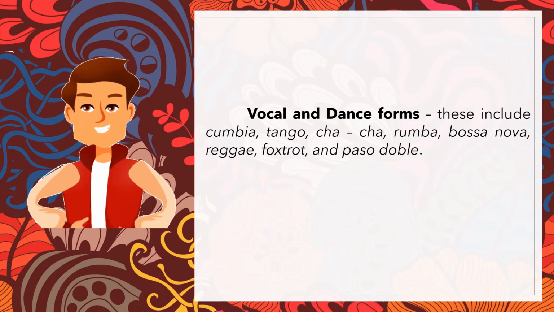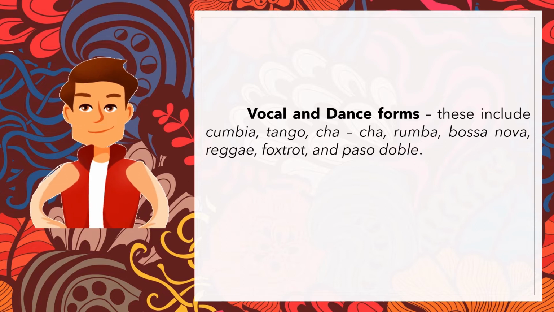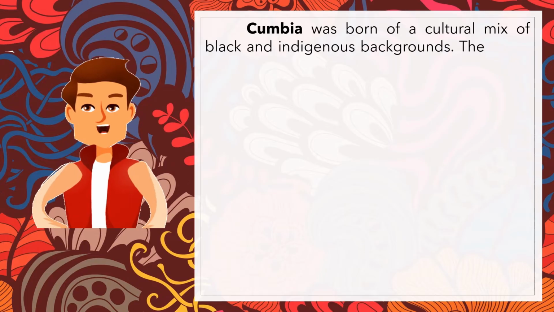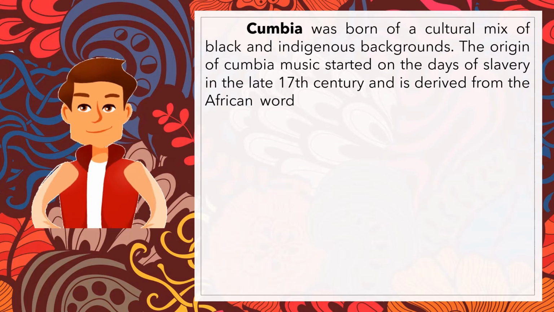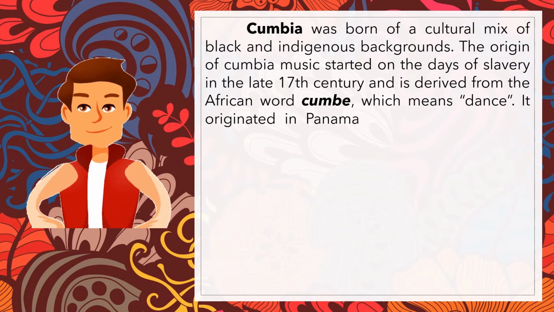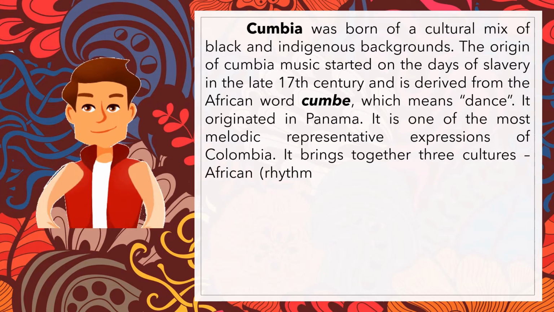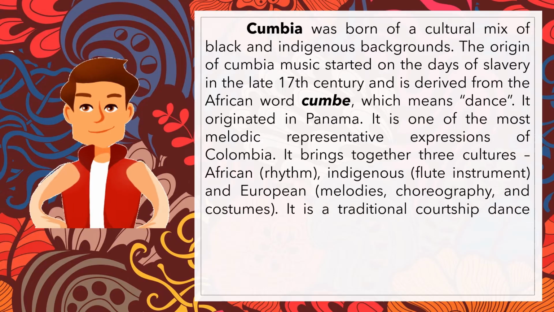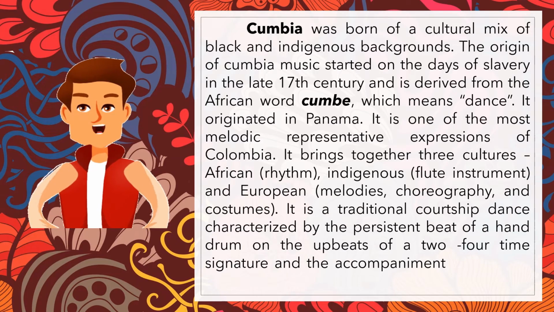Next, we have vocal and dance forms. This includes cumbia, tango, cha-cha, rumba, bossa nova, reggae, foxtrot, and paso doble. Let's start with cumbia. Cumbia was born of a cultural mix of black and indigenous backgrounds. The origin of cumbia music started in the days of slavery in the late 17th century and is derived from the African word cumbe, which means dance. It originated in Panama. It is one of the most melodic representative expressions of Colombia.